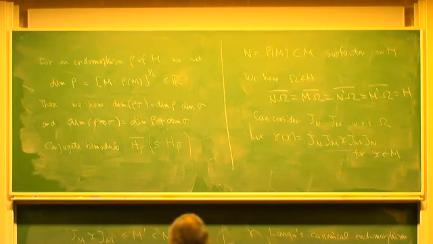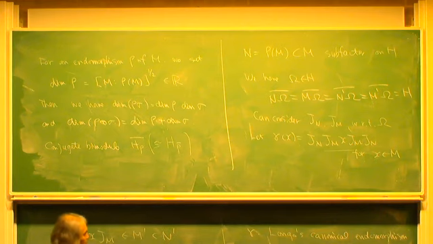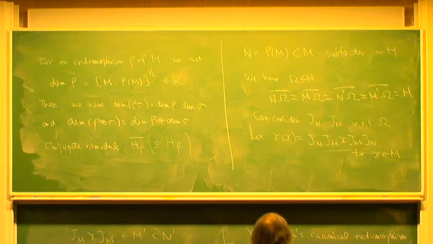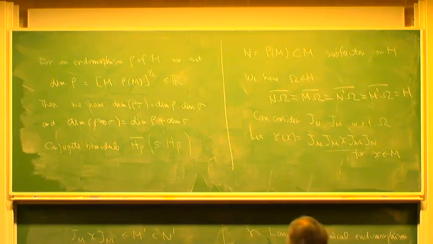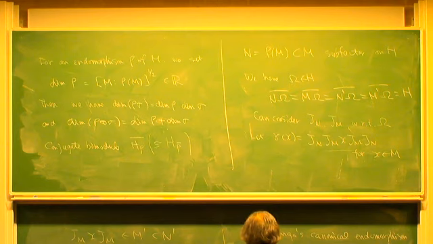The image is contained in N, and actually the image is not equal to N. The image is strictly smaller than N, except for the trivial case where M is equal to N. So in this way, we can define this endomorphism. Then we have an important fact which is called Frobenius reciprocity.